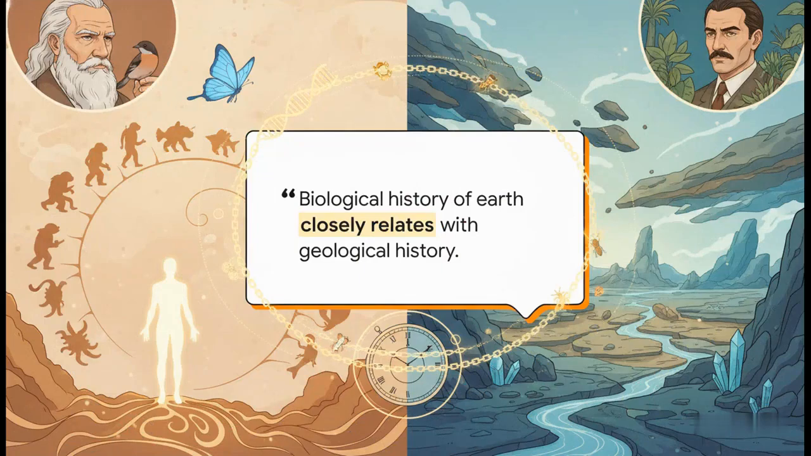Now, we really can't give Darwin all the credit here. Right around the exact same time, a scientist named Alfred Russel Wallace was working thousands of miles away in the Malay archipelago, which is modern-day Indonesia. Completely independently, Wallace arrived at the exact same brilliant conclusions as Darwin. He realized that, quote, the biological history of Earth closely relates with its geological history. Basically, the changing of life forms is locked in step with the physical geological changes of the Earth over these vast eras of time. In fact, their findings were so incredibly aligned that they actually presented them together.